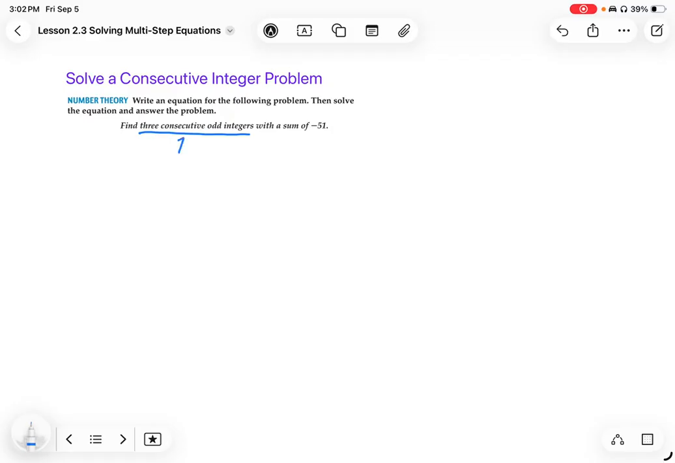The word consecutive means in a row. So three odd integers in a row. Let's think about what that would be. Odd integers in a row. So for example, 1, 3, 5. Those are three odd integers in a row. Or 9, 11, 13. That's three odd integers in a row.